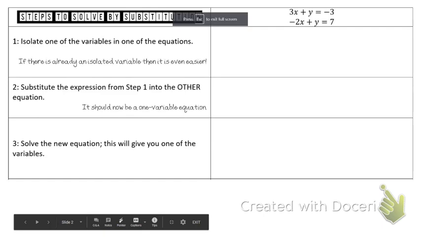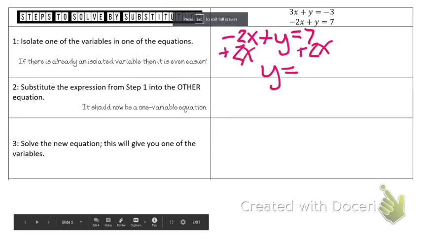The first step with substitution is that we want to isolate one of the variables in one of the equations. What that means is we want to solve one of the equations for either x or y. So we want to rewrite the equation so that x or y is by itself. I'm going to take this second equation, -2x plus y equals 7, and honestly here it wouldn't matter because they both have y as a variable that doesn't have a coefficient, so either of these would be pretty simple to do. But this one I can add, and so I don't have to worry about keeping that negative.